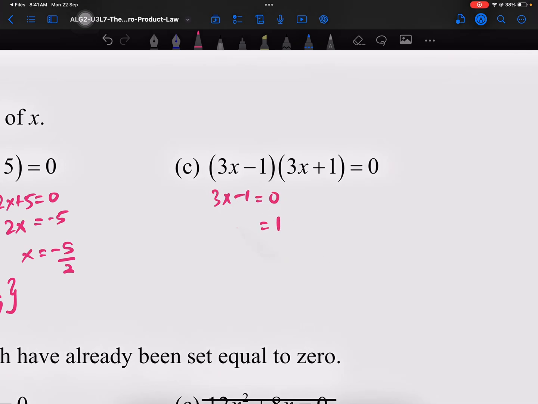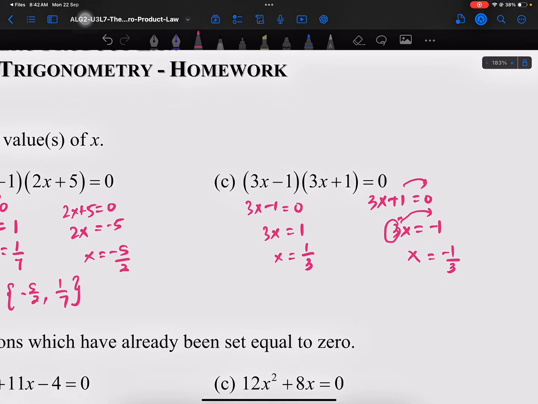C, 3x minus 1 equals 0. 1, 3x. x equals 1 over 3. 3x plus 1 equals 0. 3x equals, this one jumps to the right, changes sign, minus sign. This one, multiply, jump, becomes divide. Multiply and divide, no need to change positive and minus sign. So now, minus 1 over 3 is smaller, 1 over 3 is larger.